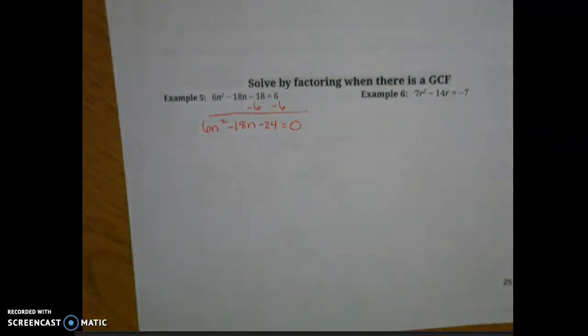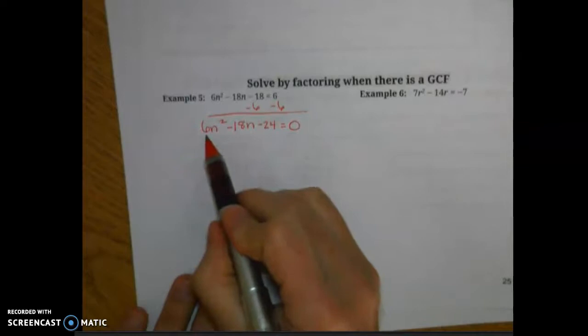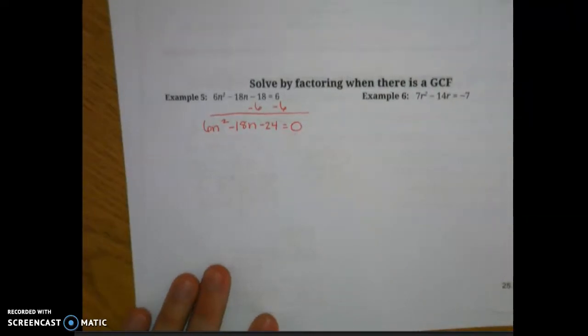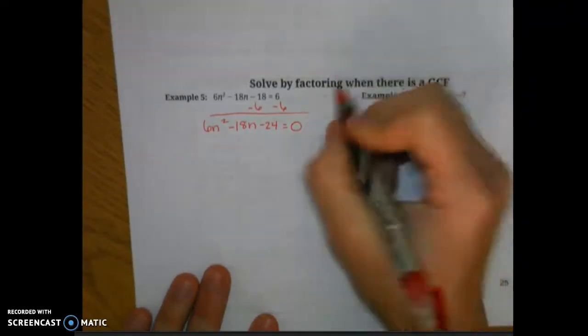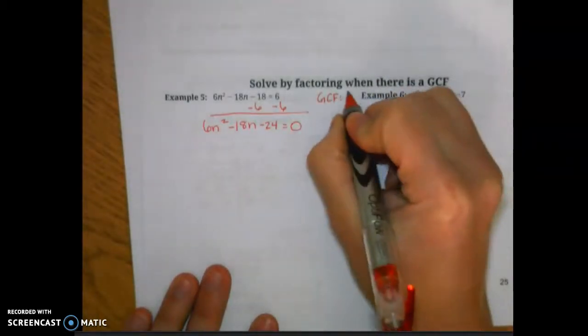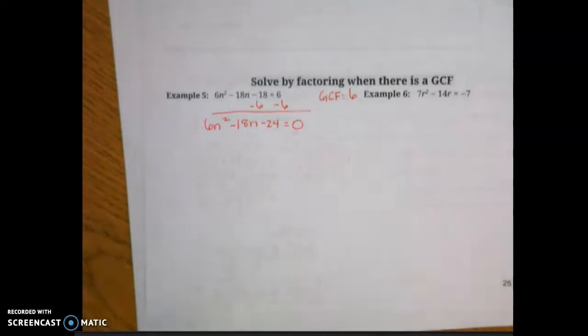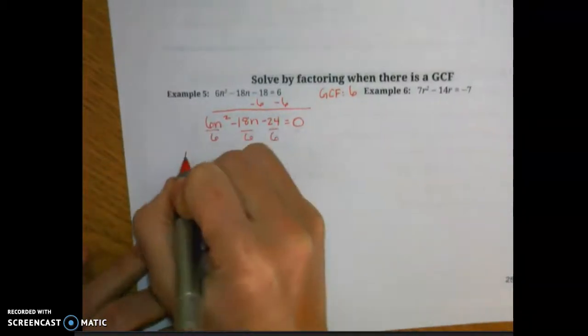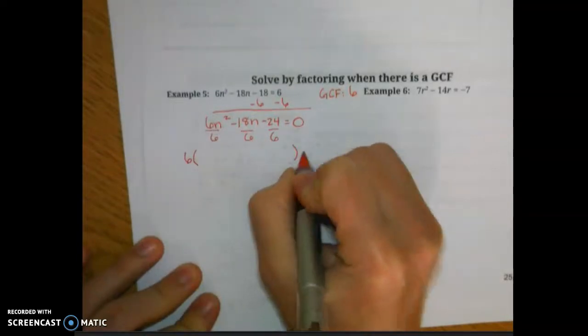So I still want to factor the left-hand side. So before I do that, see how a is not 1, a is 6. So before I try to factor the trinomial, I'm going to check to see if there's a GCF first. So I'm going to look at my 3 coefficients and see if there's a number that would divide all 3 of those numbers. Okay, and hopefully you came up with the number 6. So I'm going to divide all 3 terms by 6. I'm going to put that on the outside of my parentheses.